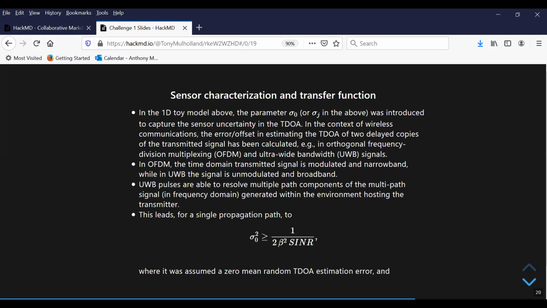We've determined that it depends on the signal that's being sent, in particular upon its bandwidth, and I think this came from a number of references that we found, to have a fairly simple dependence in the equation at the bottom. So it's inversely proportional to SINR, signal to interference plus noise ratio, and this factor beta squared. Next slide, please.